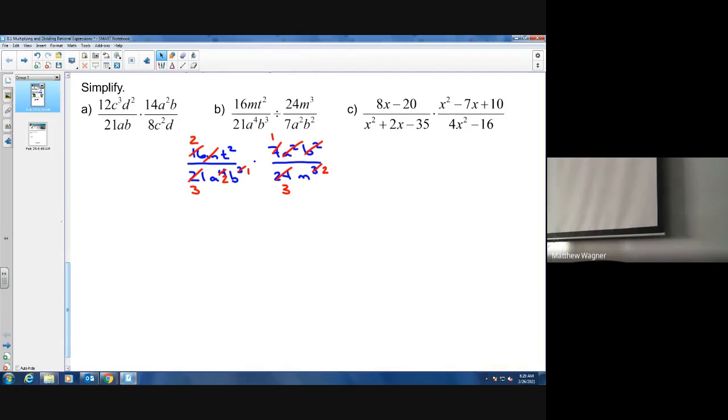And it looks like t is only on the top. So I'm going to leave that expression. So I'm going to go through. I have a 2t squared on top. Everything else canceled and simplified. On the bottom, I have a 3 times 3, which is 9. And then I have an a squared. I have a b to the first. And then an m squared.